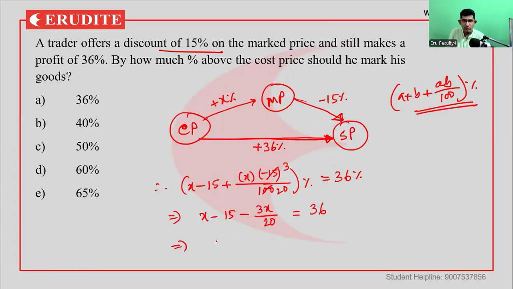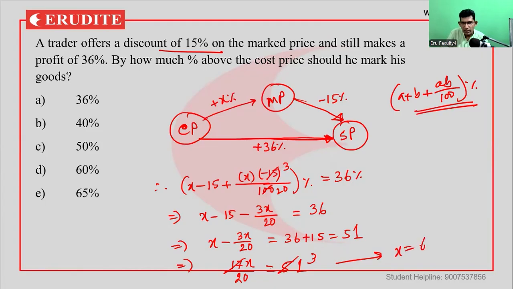So now what I can say? If I simplify, x minus 3x/20 equal to 36 plus 15, which is 51. Simplifying again, 20x minus 3x, which is 17x/20 equal to 51. So 17 cancelled with 51 gives 3. So cross multiplying, I get x equal to 60%.